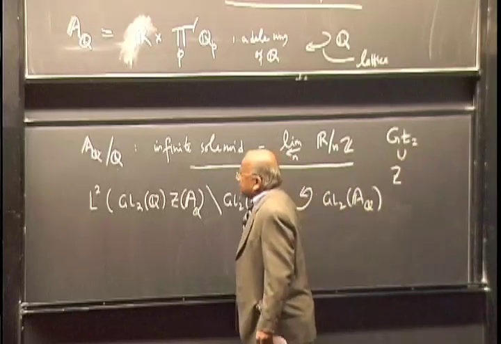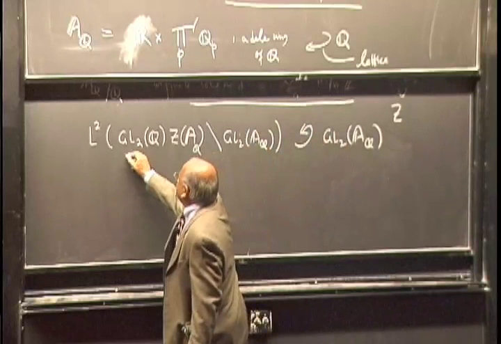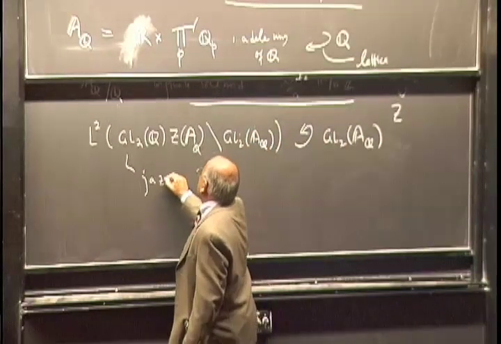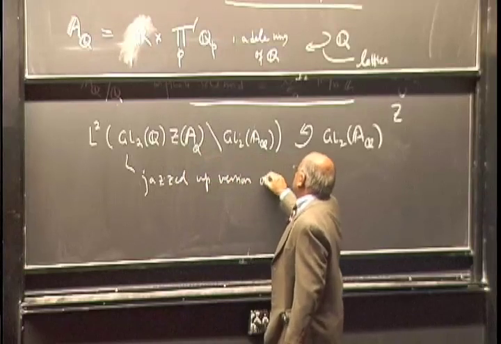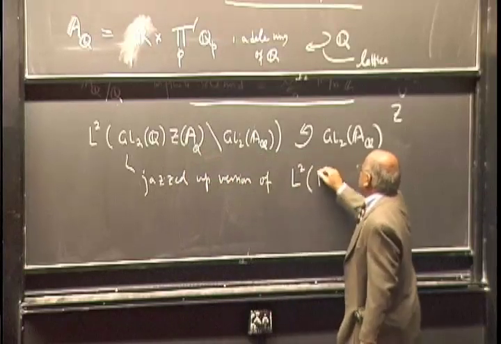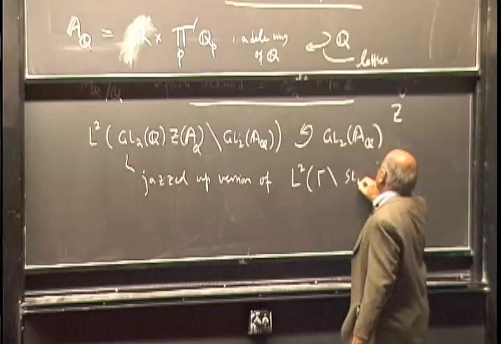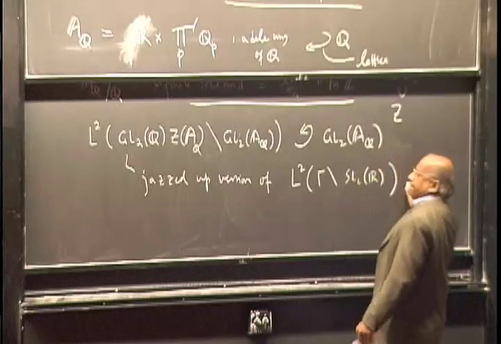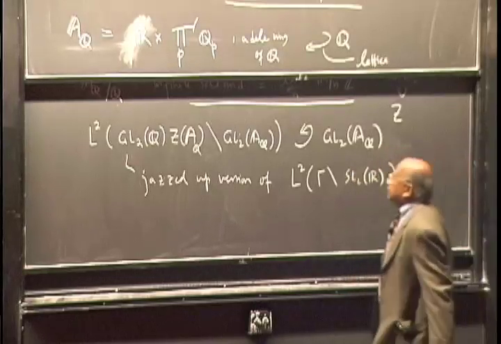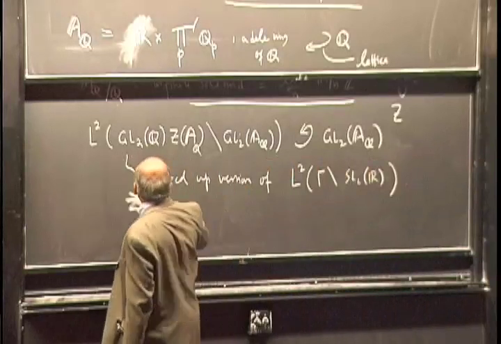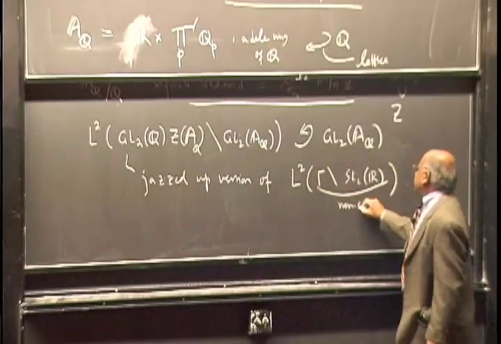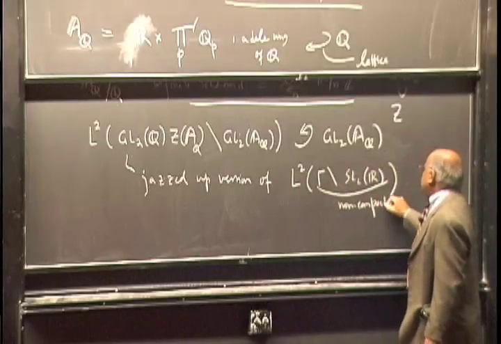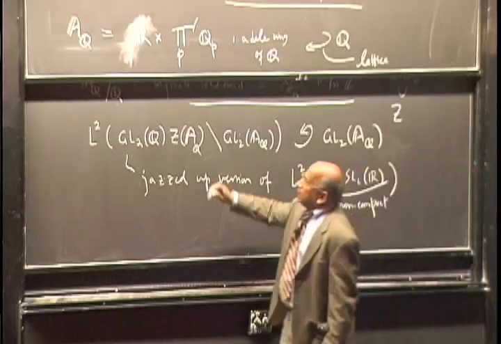And if you like, this is analogous to, this is just a jazzed up version of L2 of SL2R modulo gamma. Okay. And the point is that just like here, this thing here is non-compact. Same over there, but at least it has finite volume. And it's the same thing here.